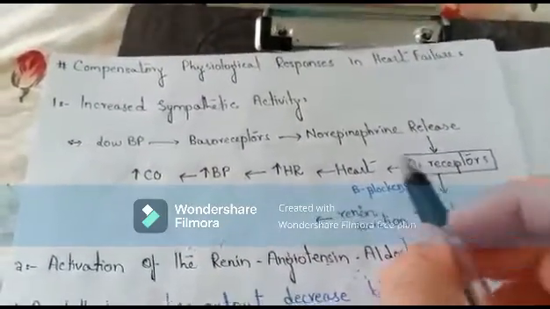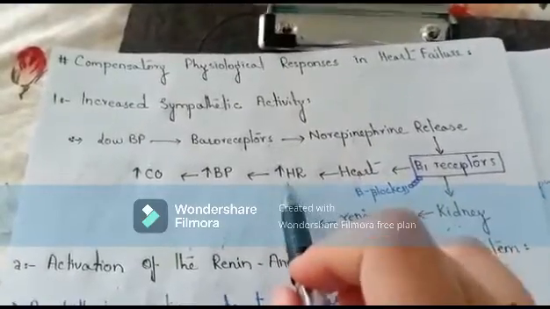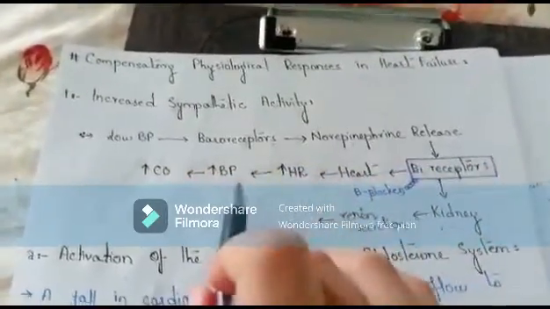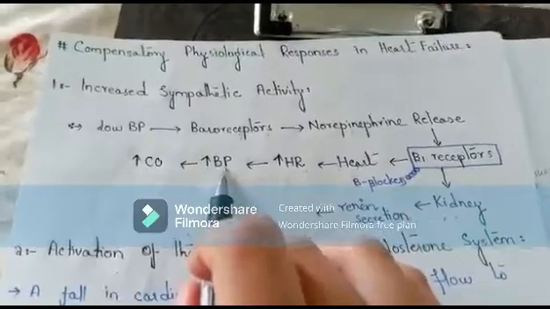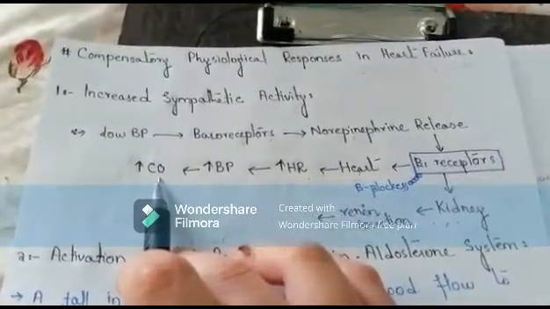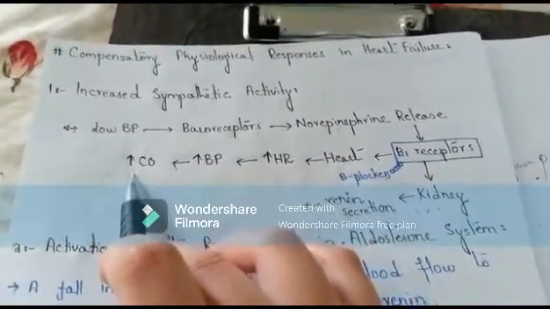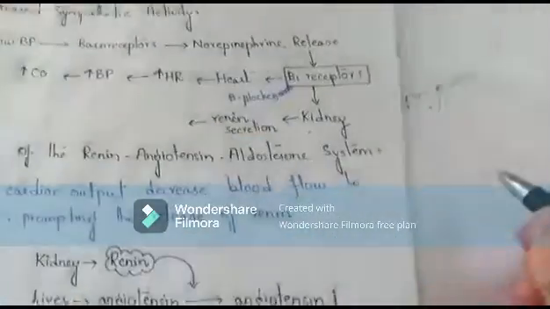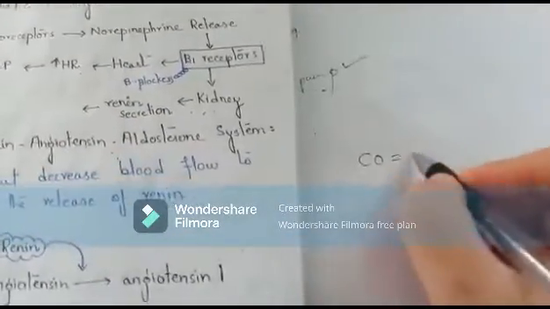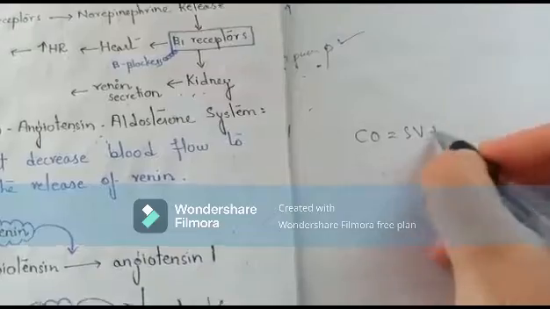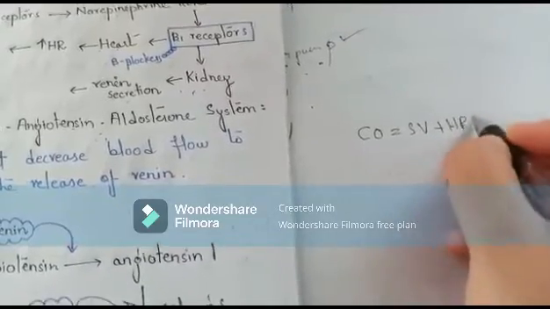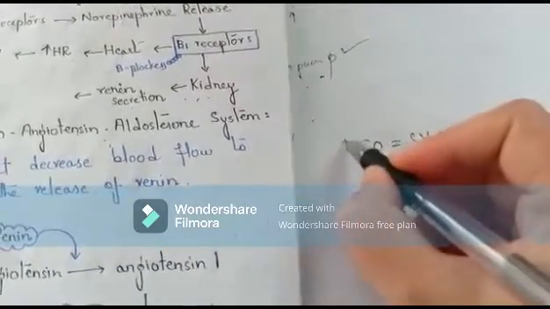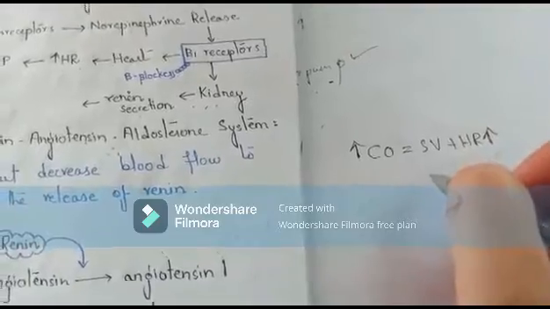Now in the heart they will increase the heart rate, meaning tachycardia, so the BP will be increased, and thus it will increase the cardiac output. Why am I going to say this? Because we know that the cardiac output is equal to stroke volume times heart rate. So if we increase the heart rate, ultimately the cardiac output will be increased.